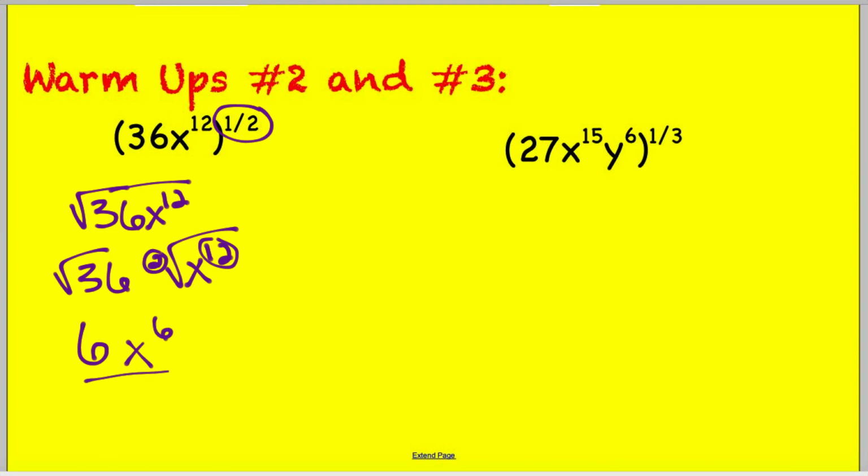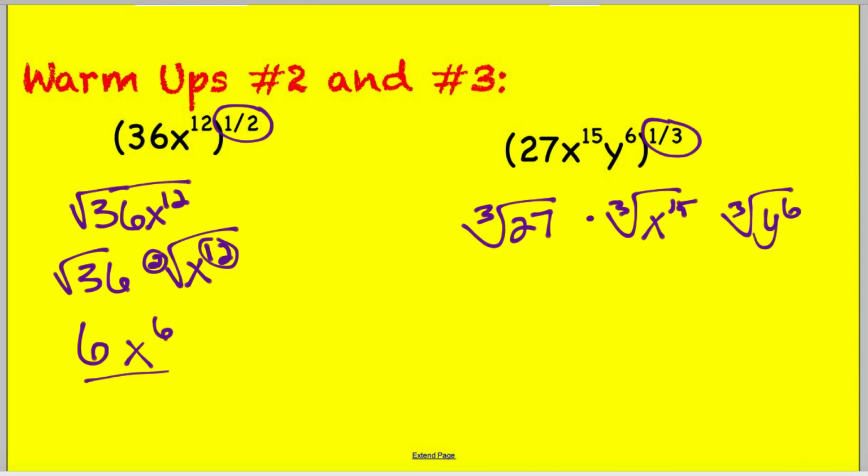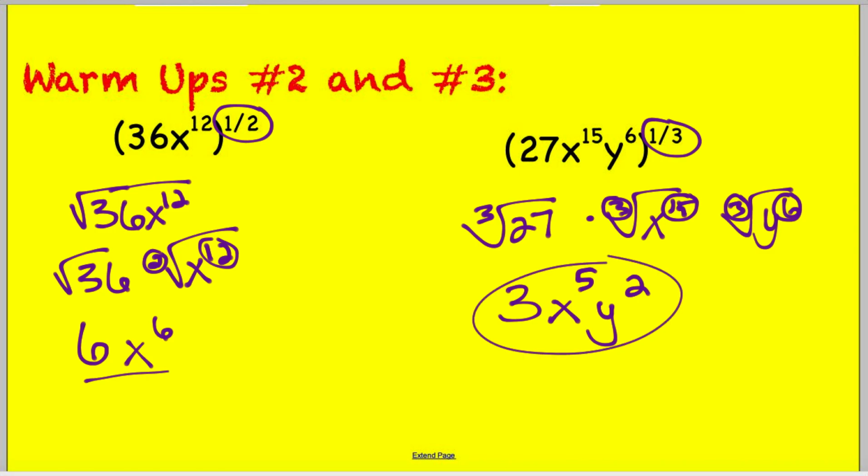And then similarly, the last one, power of 1/3 is the same thing as the third root of each part. So I'm just going to break it up right away. Third root of 27, third root of x to the 15th, and third root of y to the 6th power. So the third root of 27 is 3, because 3 times 3 times 3 is 27. And then the other ones, we play the game where it's the index into the exponent. So 3 goes into 15 5 times, so it's x to the power of 5. And then the other one, 3 goes into 6 twice, so it's y to the power of 2. And that would be your answer for those.